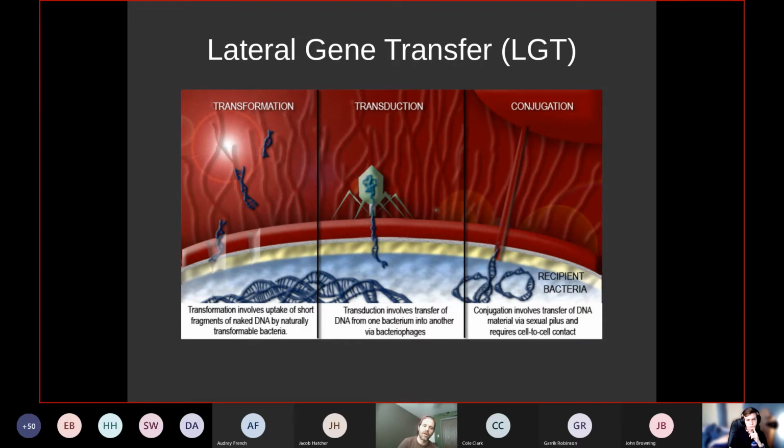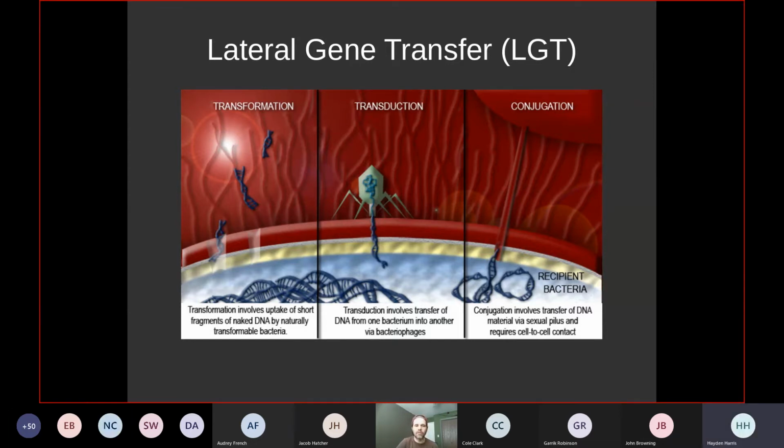All right, what is that? When two different organisms exchange DNA or combine DNA. Okay. Two different organisms exchanging DNA. Yeah, that works for me.